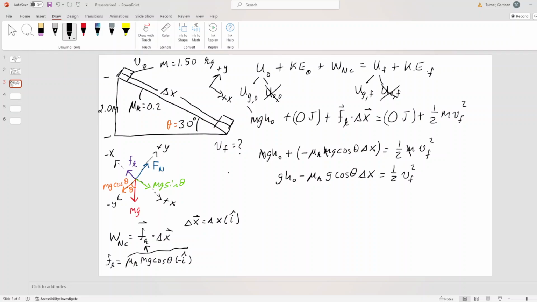And so, if my angle is 30 degrees and my height of the ramp is 2 meters, then we can use trigonometry to show that the length of the ramp is 4 meters. Okay? And therefore, now we've got delta x. And so now it's just solving for v_f, so multiply everything by 2. And then v_f is the square root of this.